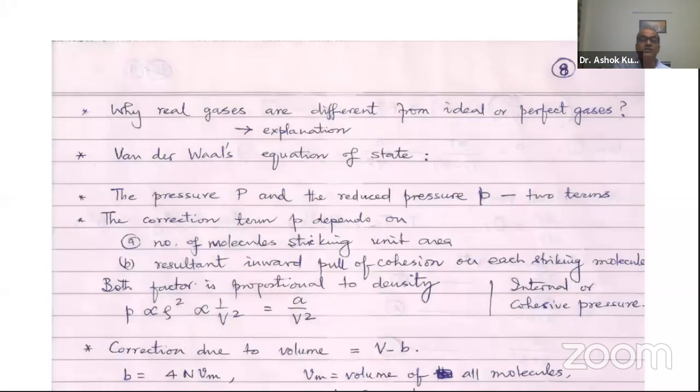Why? Because in an ideal or perfect gas, we assume PV equals RT, or PV is constant, or PV gamma is constant, which are true under a situation when the gases are considered as the same, satisfying the same conditions as given by the hypothesis or assumptions in the kinetic theory.